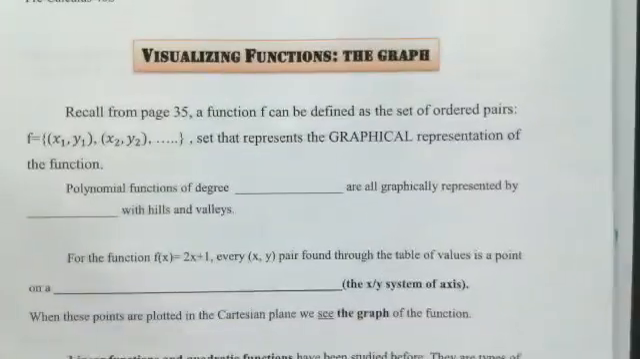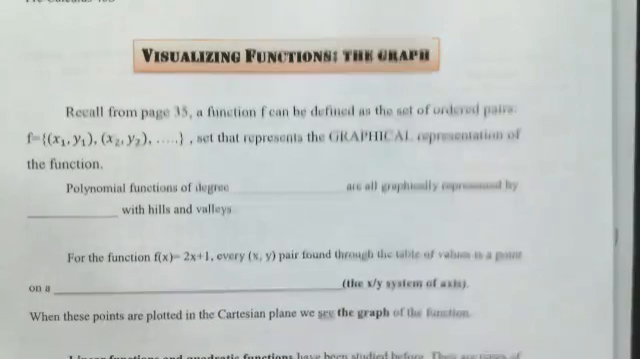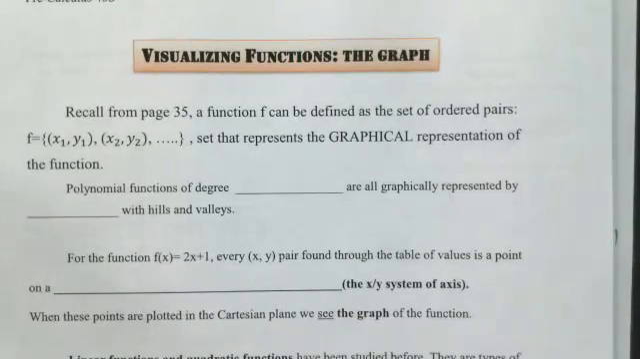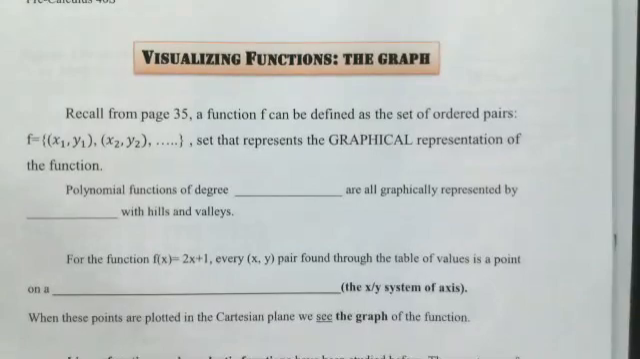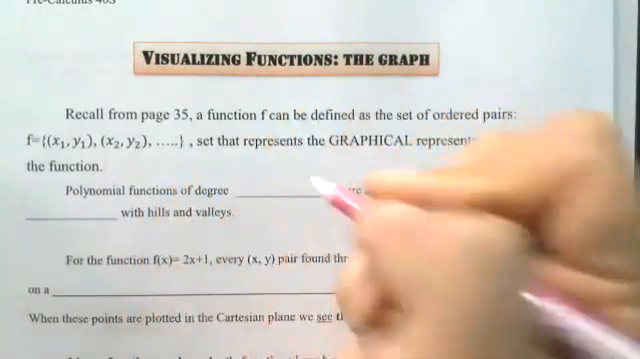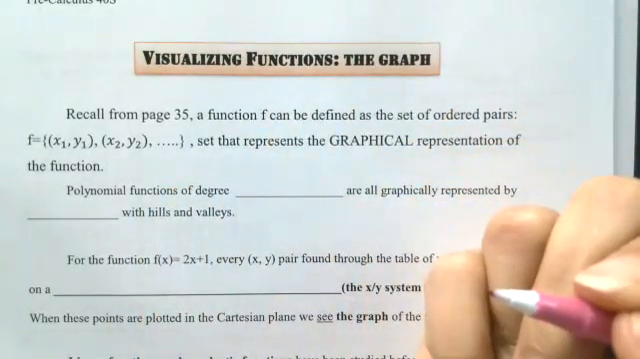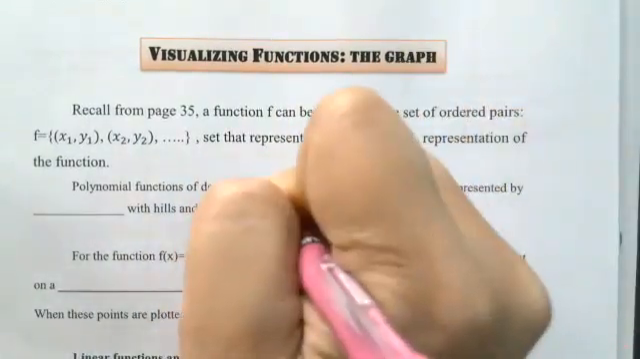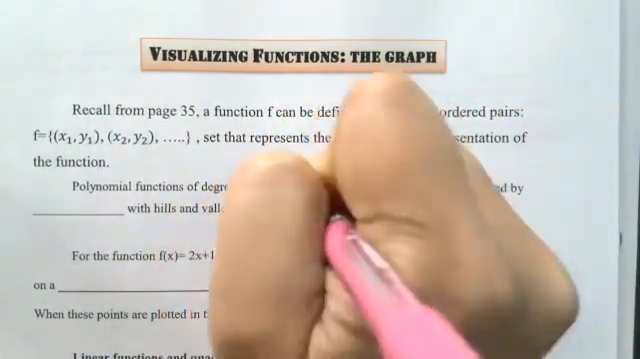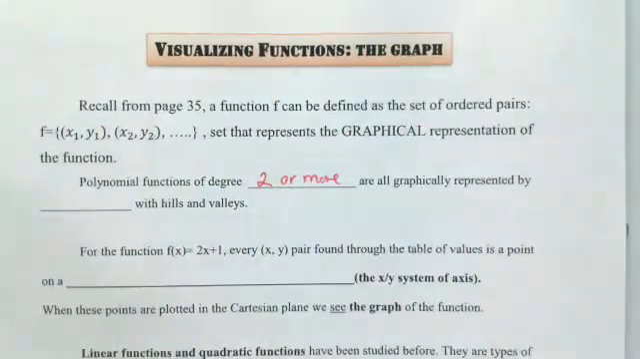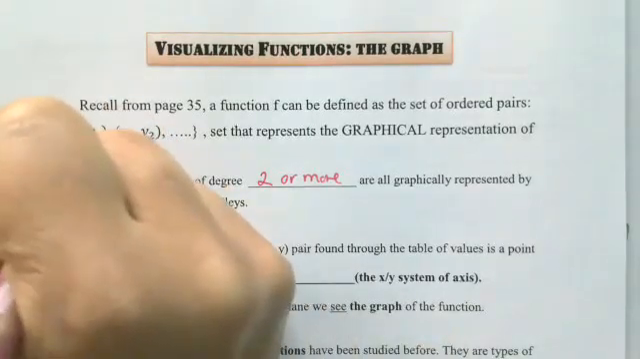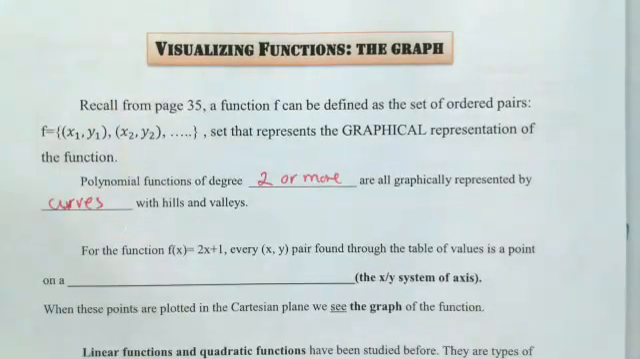Let's visualize the graph. We know that when we do a table of values, we get all those pairs that will give us the graphical representation of the function. Polynomial functions of degree 2 or more are graphically represented by curves with hills and valleys. Now, I left out degree 1.